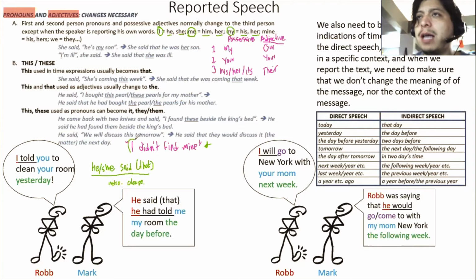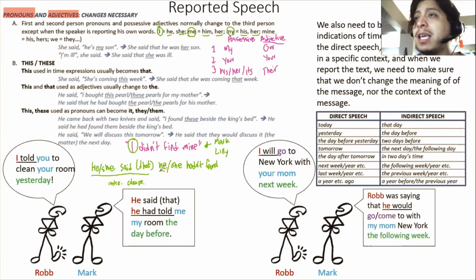When this person said "I don't know," it could be Mark or it could be Lily. If it is Mark, I means he. If it was Lily who said this, it is she. Yeah. "Didn't find" is in the present, "is" is in the past, so we change it to the past perfect: hadn't found. And mine changes to, it depends.